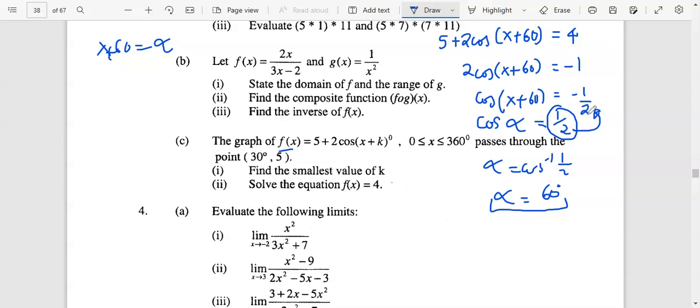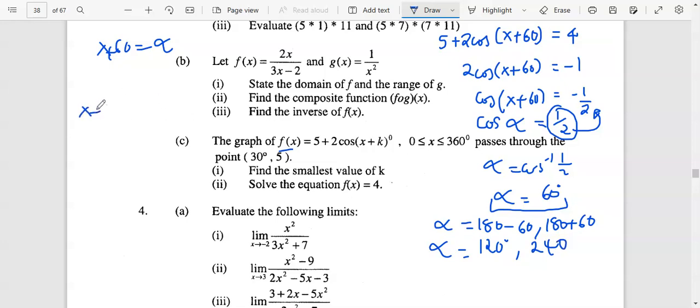So we'll go back. In which quadrants is cos negative? All students, like second and third. So how do you find angles in the third quadrant? Second quadrant first: it is 180 minus what you have found. And then in the third quadrant, it is 180 plus what you have found. So alpha is going to be 180 minus 60, 120. And then 180 plus 60, 240. But you know that alpha is x plus 60.